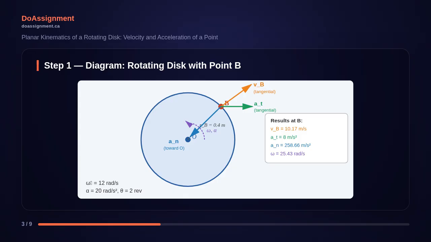The disk starts at omega 0 equals 12 radians per second and has a constant angular acceleration of 20 radians per second squared, undergoing 2 full revolutions.